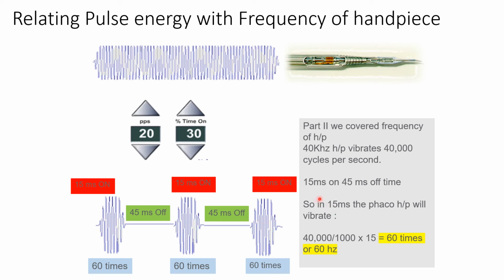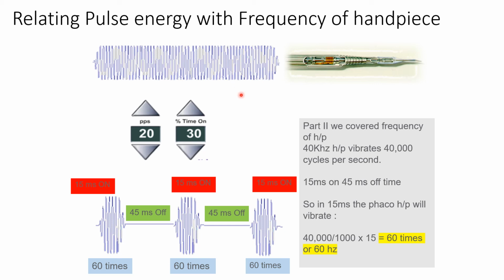So remember in the last example, we talked about the 15 milliseconds will be the on time with 20 pulses per second and 30% of on time. 15 milliseconds will be the on time and 45 milliseconds will be the off time. If you didn't understand the maths, please go back into the last slide and revisit the maths, please. Now, in this 15 milliseconds, friends, the frequency of the handpiece also will be delivered. That is, the phaco tip will vibrate in this 15 milliseconds for its designated amount of cycles.